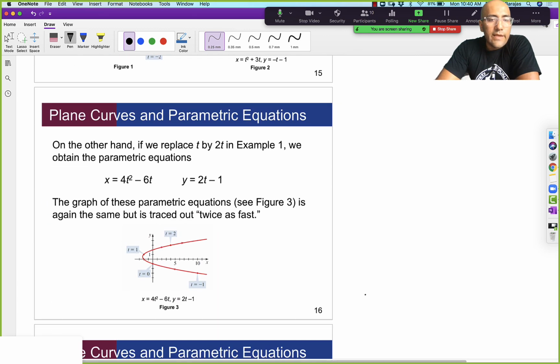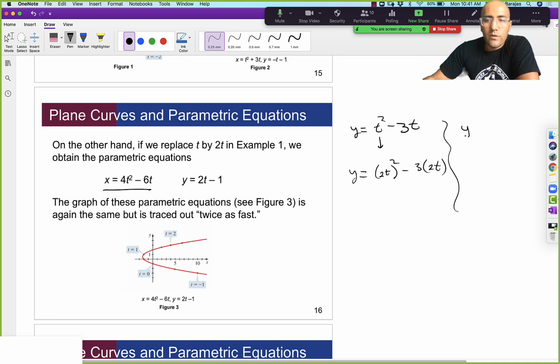On the other hand, if we replace t by 2t in example 1, we obtain the parametric equations here and here. Right? So again, that equation is found by looking at x equals t squared minus 3t and replacing each t by 2t. So we get 2t squared minus 3 times 2t, and that's how we get this equation here. And then the other one was y equals t minus 1. So if we replace the t with 2t, we get 2t minus 1, and that's how we get that equation.